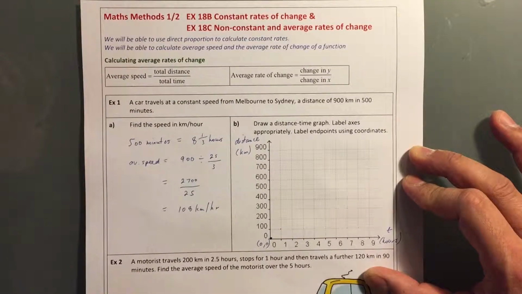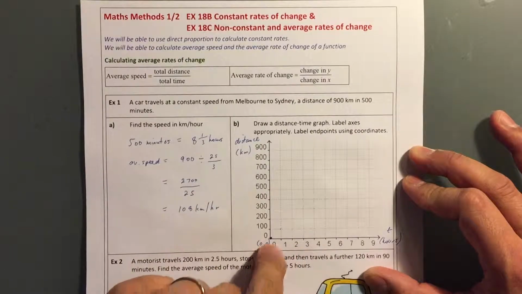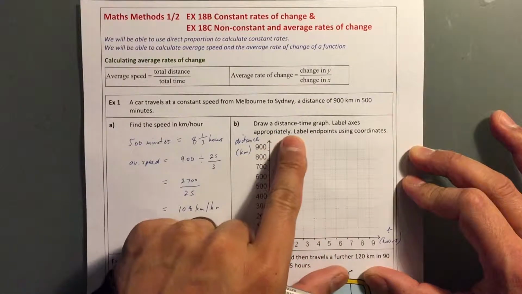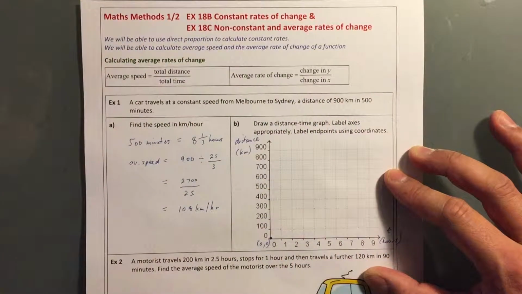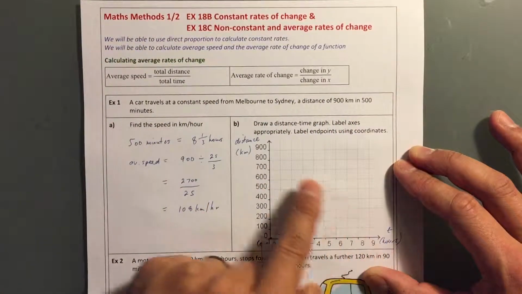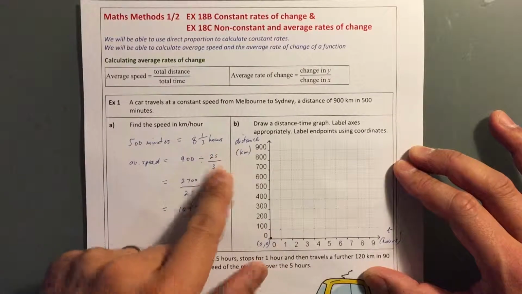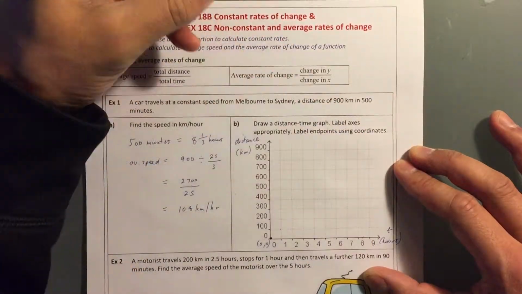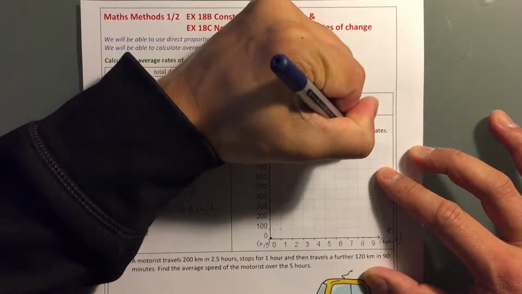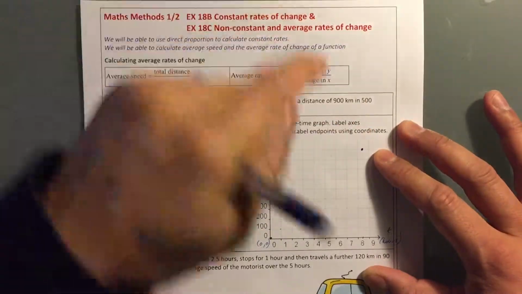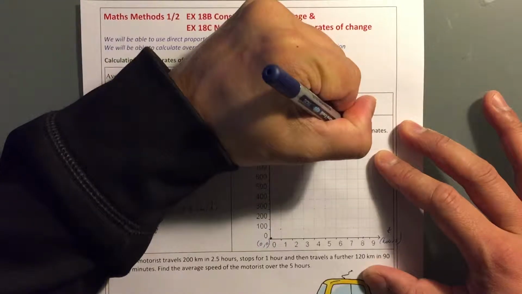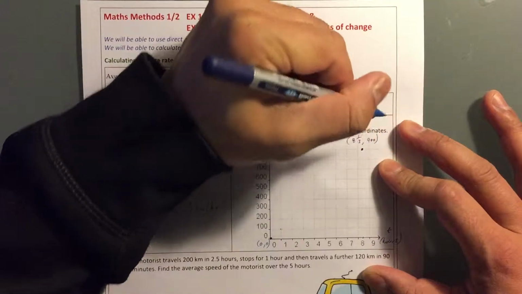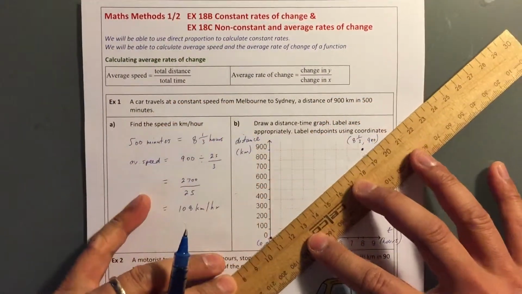We know that after 500 minutes, it'll be 900 kilometers. I'm using hours here, so after 8 1/3 hours, which is going to be about here, it's going to be 900 kilometers. And so it's all in the labeling. Label endpoints using coordinates. So after 8 1/3 hours, the distance is 900. Of course, we are going to use a ruler here.